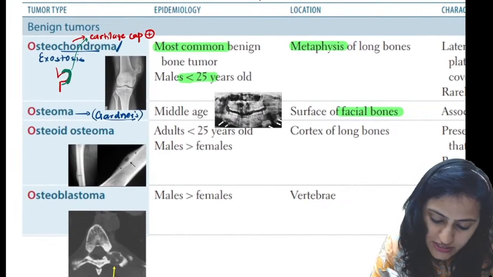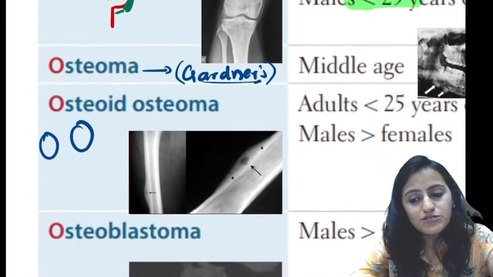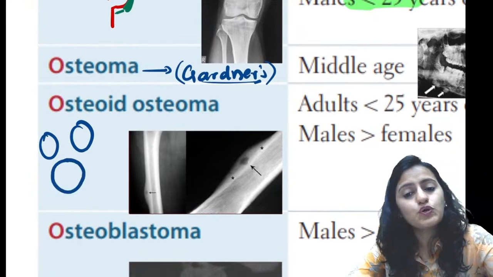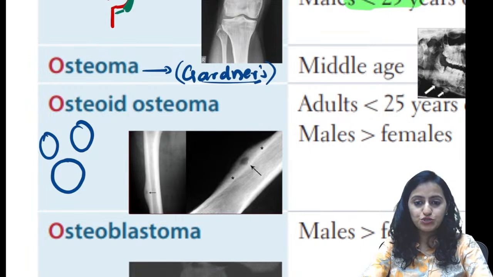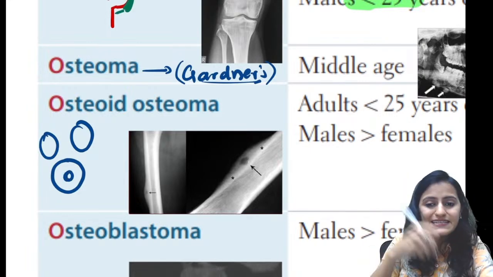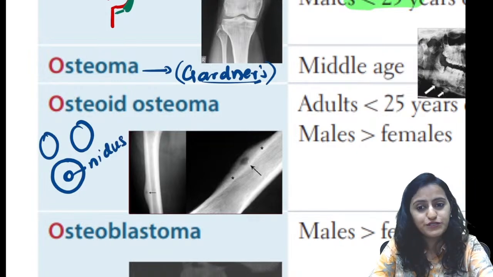So remember osteoid osteoma, that is O and O. In osteoid osteoma, the trick to remember is the O: the first O represents the primary bone tumor and the second O represents the nidus within the tumor. Okay, so that is the osteoid osteoma.